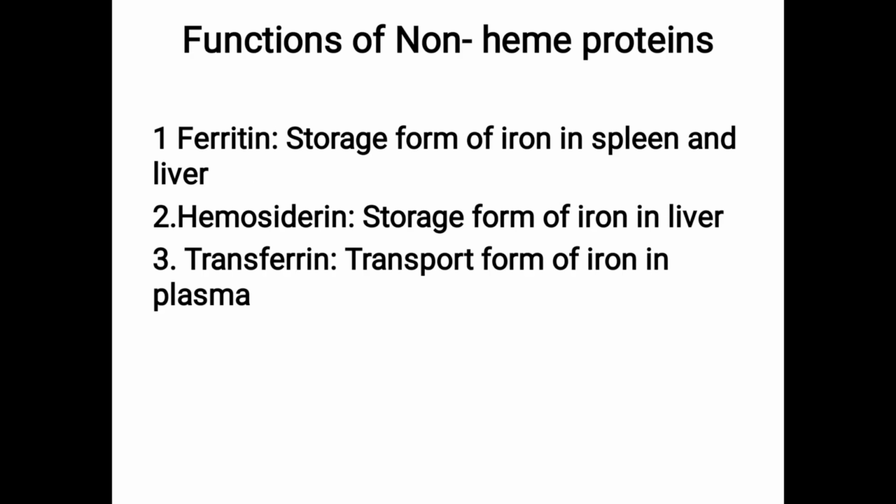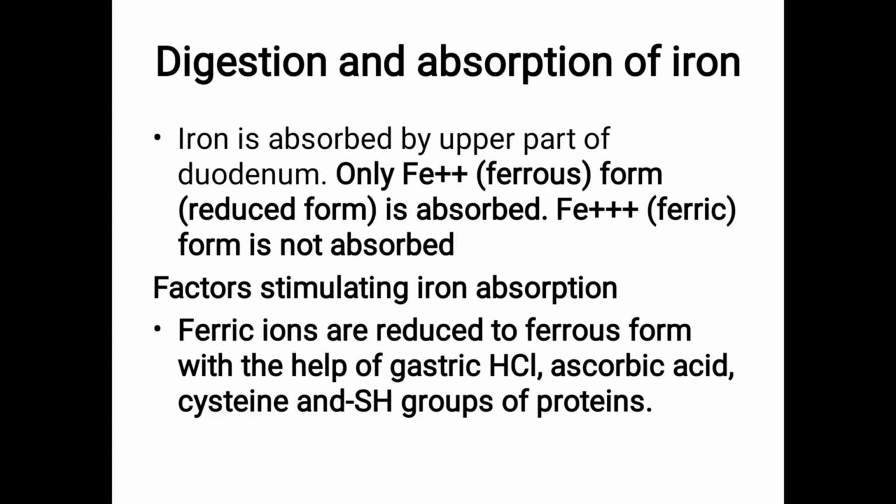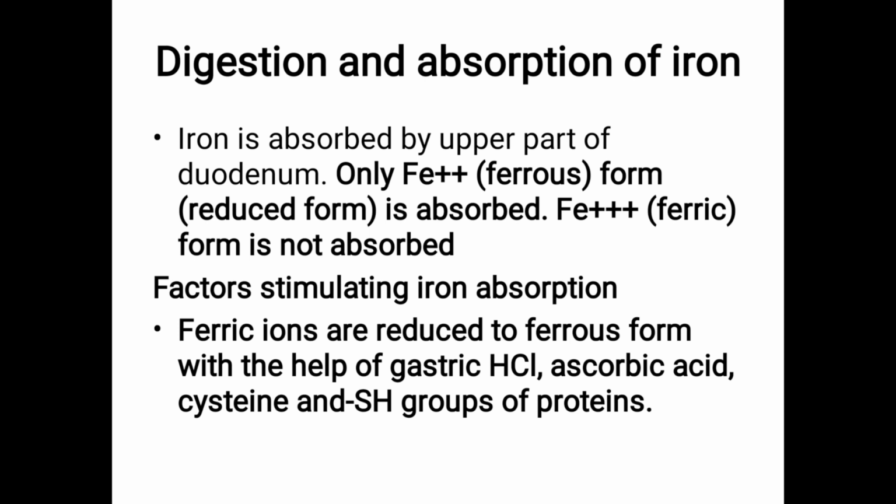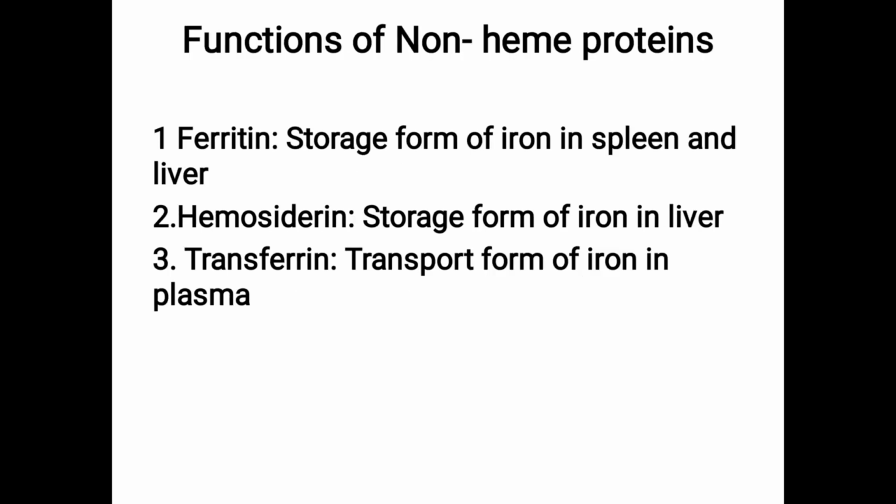So let us see the functions of non-heme proteins. Ferritin, as I told, is the storage form of iron present in the spleen and liver. Hemosiderin is another storage form of iron in the liver, and transferrin is the transport form of iron in plasma. Hemosiderin and ferritin are storage forms of iron. Okay, let us see the digestion and absorption of iron.